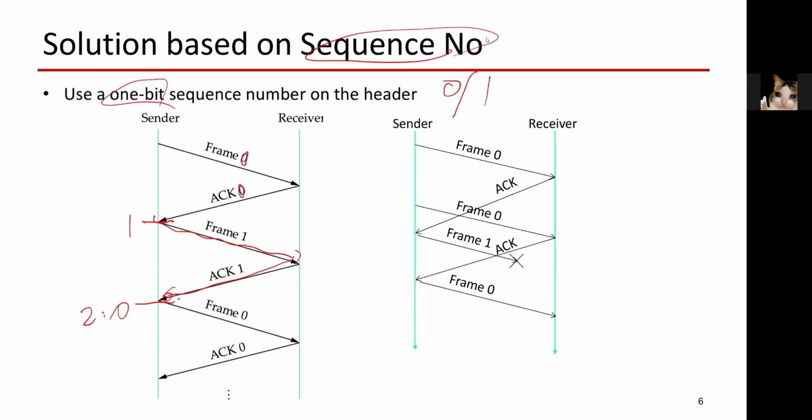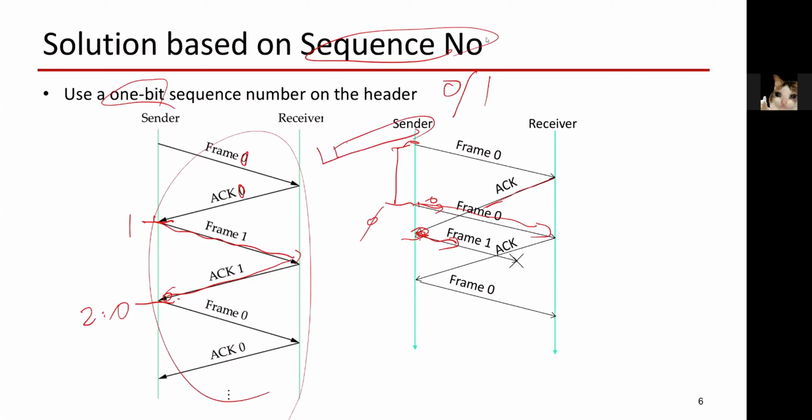1, 0, 1, 0. Oh, it is working. What's the issue with 0 and 1, the simplest sequence number? Let's say I sent 0. It is not delivered properly, so I sent 0 again, because my threshold is over. My timeout happened, so I sent 0 again. Oh, I received the ACK for that. Then I'm sending 1. This frame is cleared by this point. Now I'm sending this one, I sent it, and the ACK is delivered.